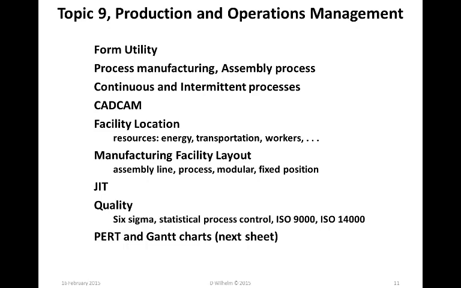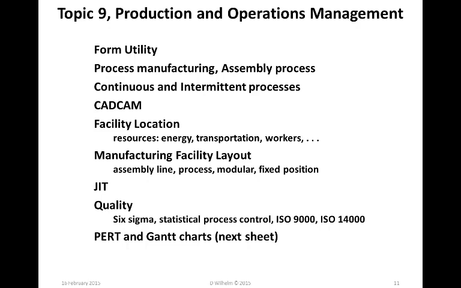Continuous processes run a long time between changes, a day, a week. It depends on the industry. Intermittent processes are changed a lot. Computer-aided design and computer-aided manufacturing taken together are called CAD/CAM, and this is where the design equipment is connected to the manufacturing robots.